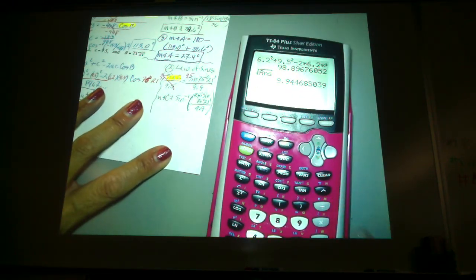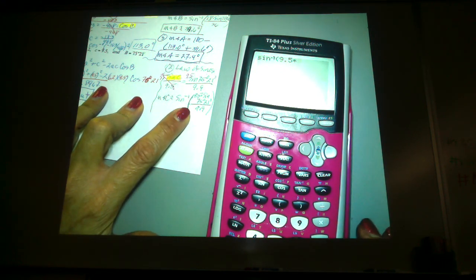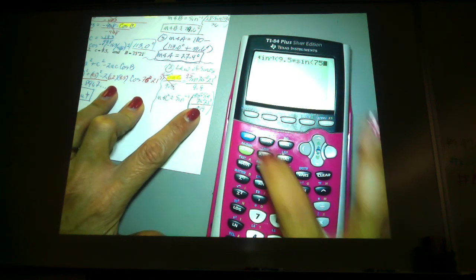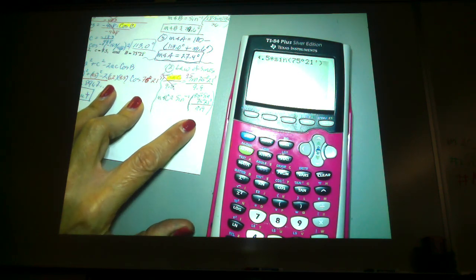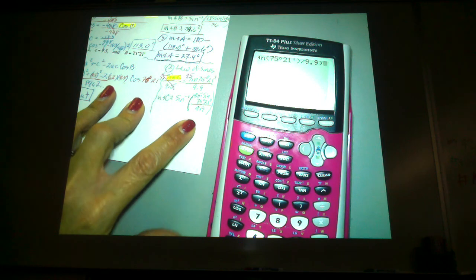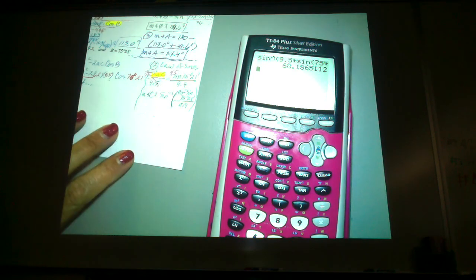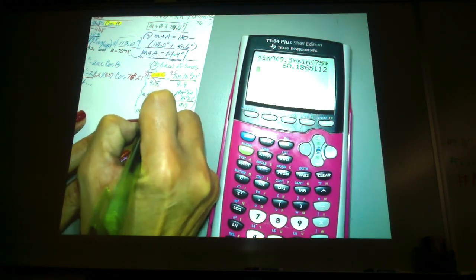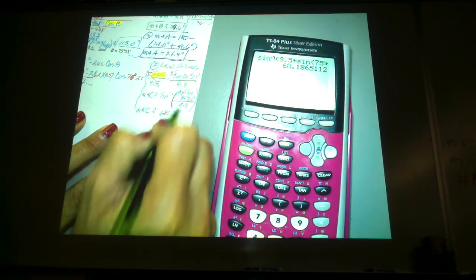So I'm going to throw that in my calculator. So inverse sine, 9.5 times sine, 75, second apps, hit degrees, 21, second apps, hit 2 for minutes. Make sure you close those parentheses. Then divide it by 9.9 and close that. So the measure of angle C is approximately equal to 68 point what? 68.2 degrees.